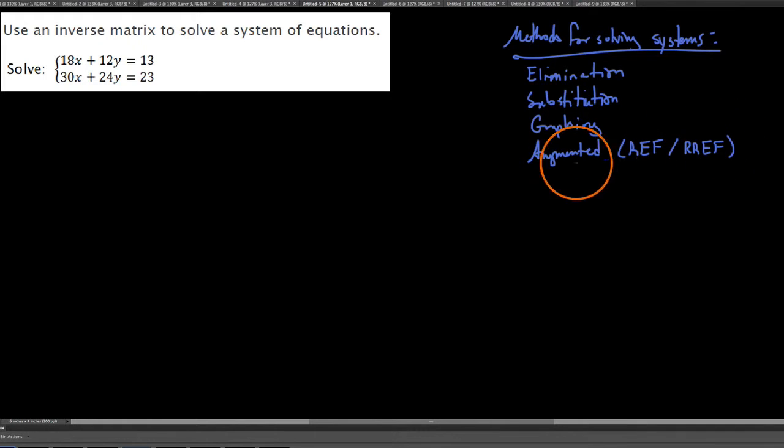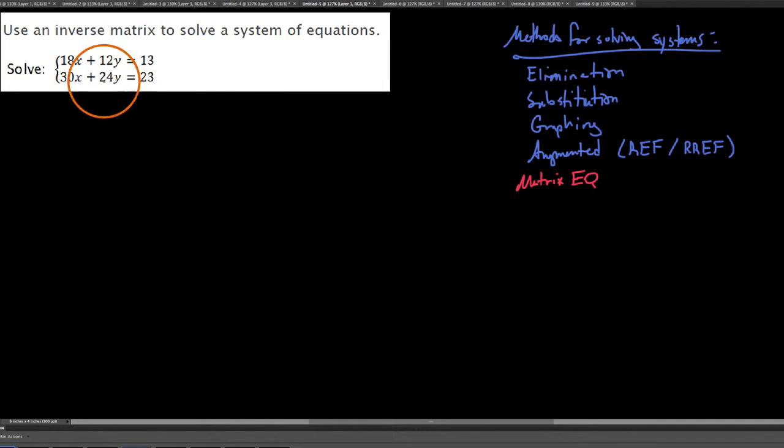What we're going to do is build one more method onto this, and we're going to call this matrix equation, solve a matrix equation. In order to use an inverse matrix to solve a matrix equation, we have to have this matrix equation in the first place. So the first thing we're going to do is set up our matrix equation here.